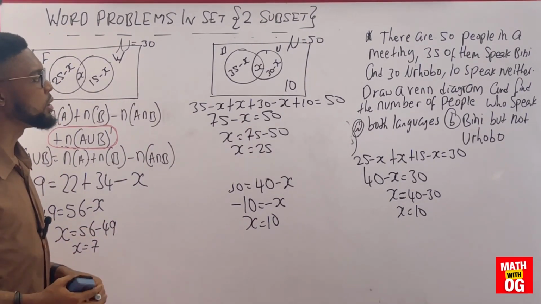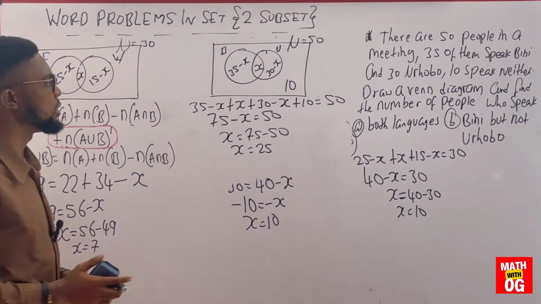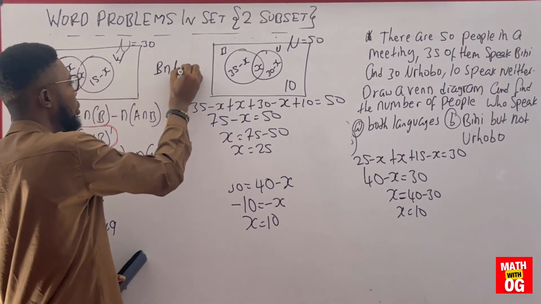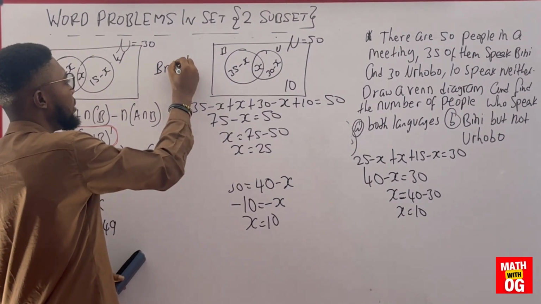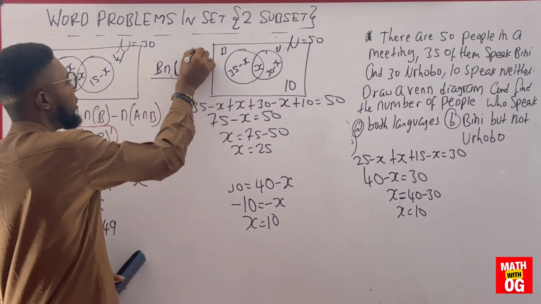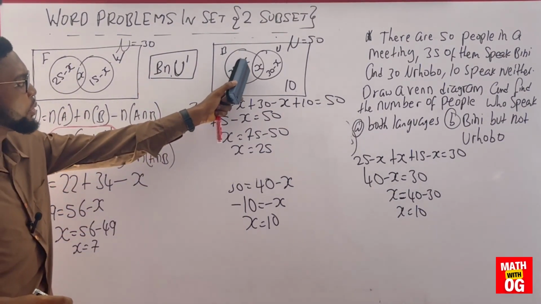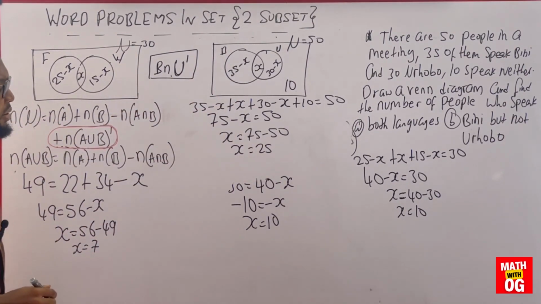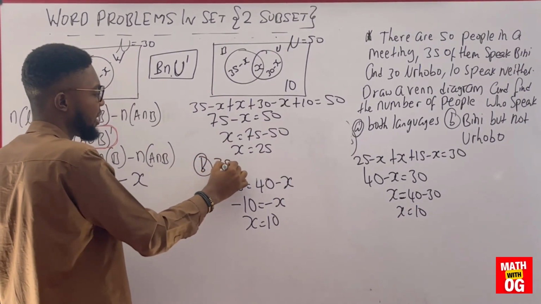So the big question, Benin but not Yoruba, that means Benin only. So it can also be in the form of Benin intersect Yoruba complement. So this is also Benin only. The cardinality of Benin intersect Yoruba complement. So those that speak Benin but not Yoruba, as you can see here, it's simply 35 minus x.